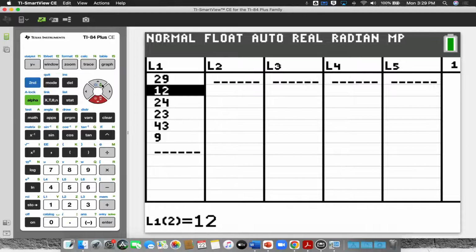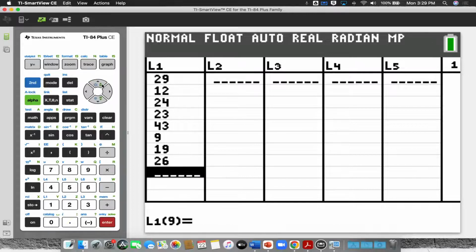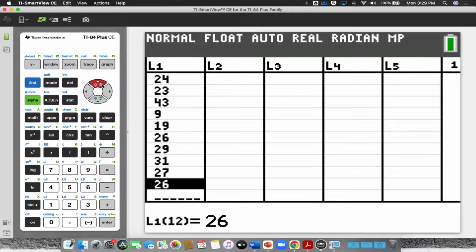Give me 1 second to catch up. 9, 19, 26, 29, 31, 27, 26. Double check. There's 12 numbers: 1, 2, 3, 4, 5, 6, 7, 8, 9, 10, 11, 12. Yep. Okay. I want to find the mean. What do I do again? How do I get to the mean?